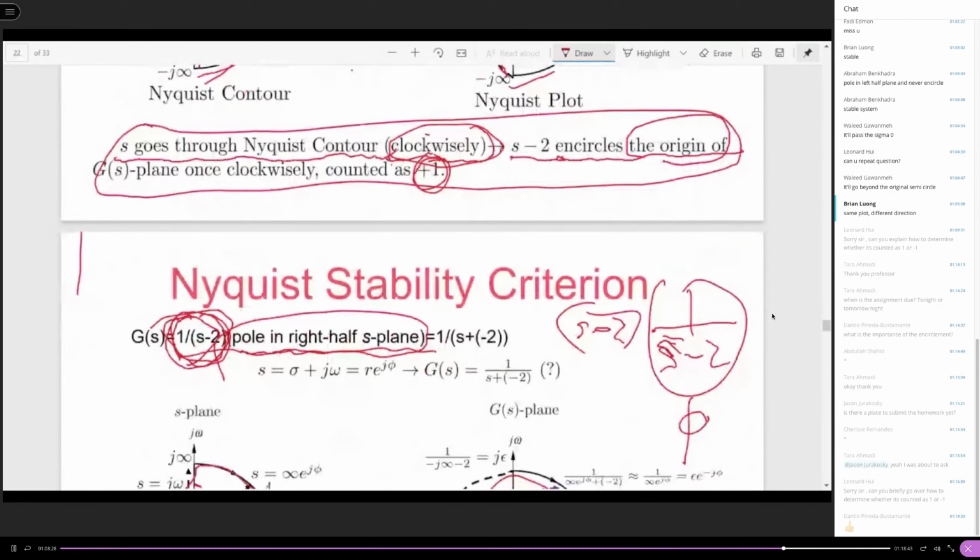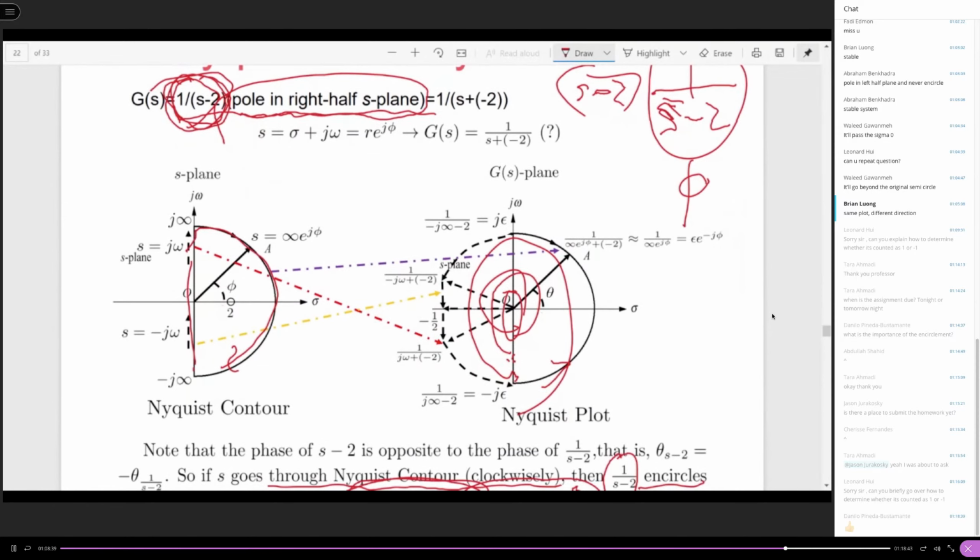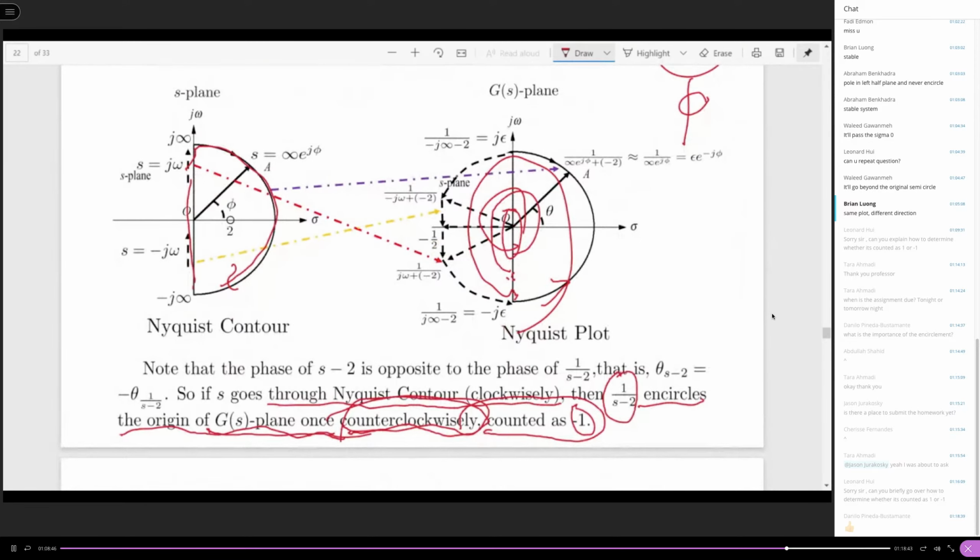If the transfer function has a pole in the right half plane, then the Nyquist plot, if contributed by this right half plane pole, will encircle the origin of the G of S plane once. But this time, you're going to see counterclockwise encirclement. And the contribution is counted as -1.